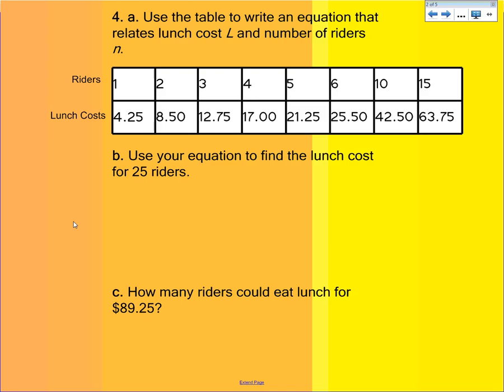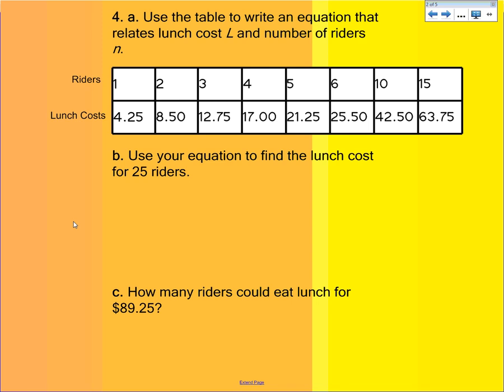So let's look at an example of a problem here. This is out of our ACE homework. Use a table to write an equation that relates lunch cost L and number of riders N. Well, we're looking at our table here. I see that one rider costs $4.25, 5 costs $21.25, 15, and so on and so forth. The table skips some riders, but I think I can figure out what's in between. Use your equation to find the lunch cost for 25 riders.